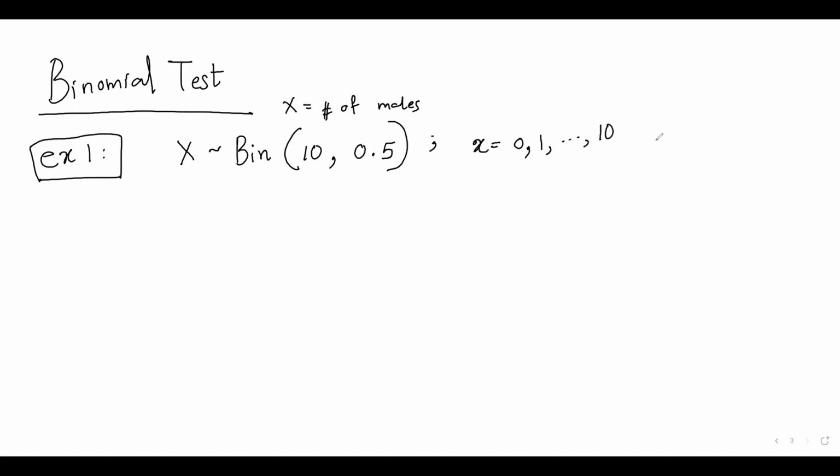Can number of males be 11 if the sample size or the number of trials is 10? No, right? It should end here. But in binomial distribution, domain is written from 0 to n. N is the number of trials. So this is the case.